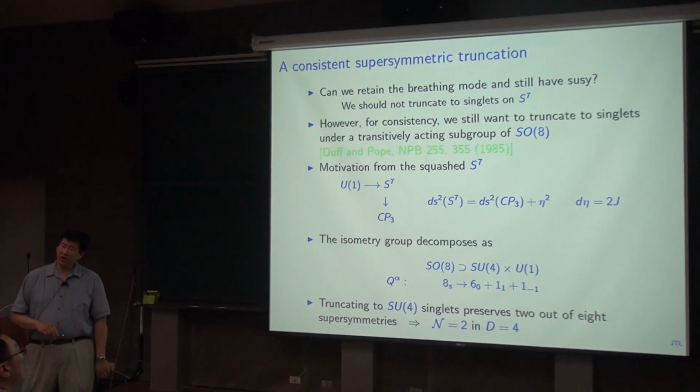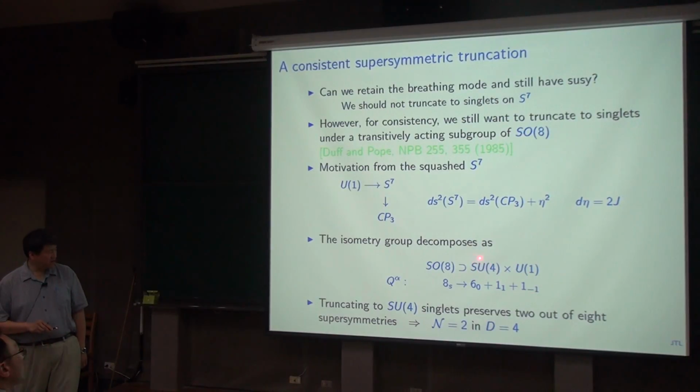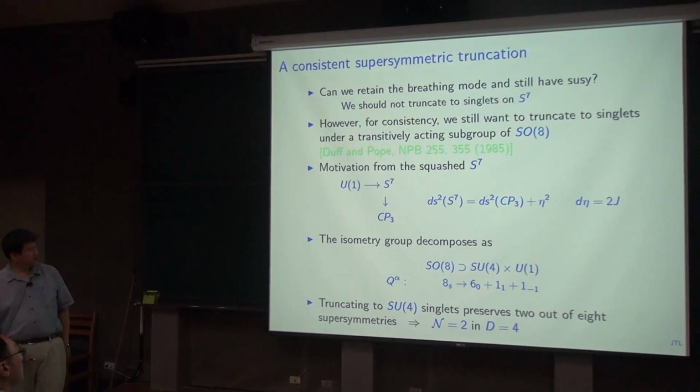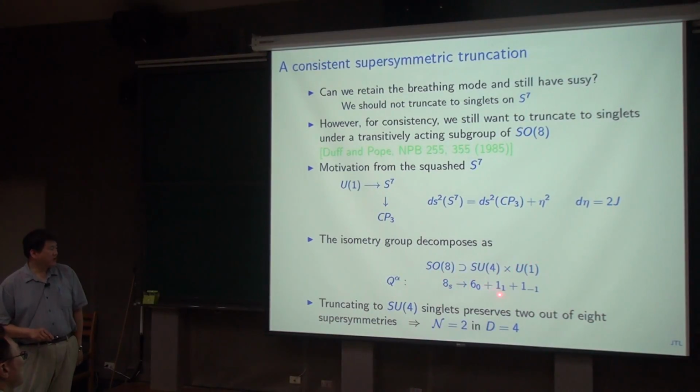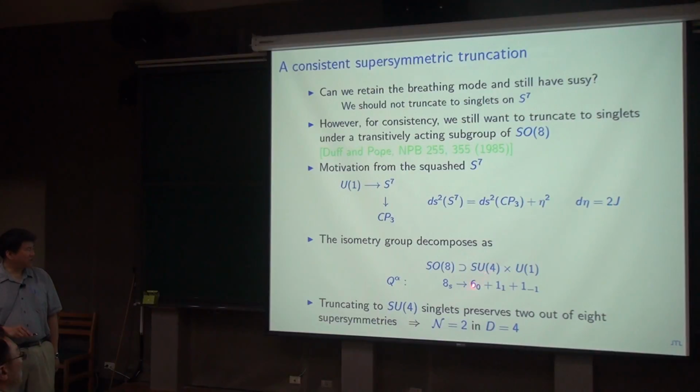However, if I truncate the singlets of SU4, there's 2 singlets of SU4 over here. So out of 8 gravitinos over here, I end up preserving 2 out of the 8 from a 4-dimensional point of view, by getting rid of the 6, getting rid of the non-singlets of SU4. This is a compactification, if I truncate the singlets, to n equals 2 in 4 dimensions.